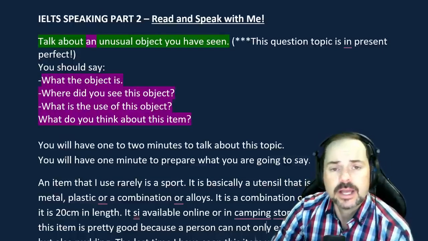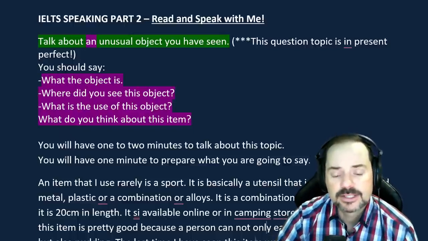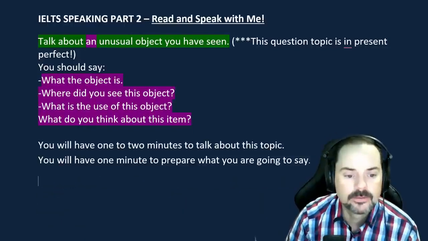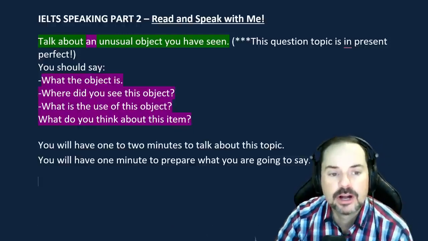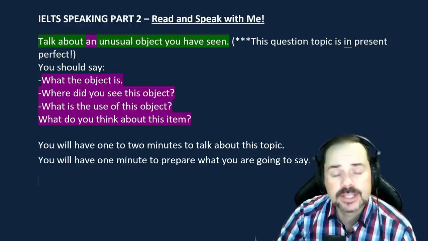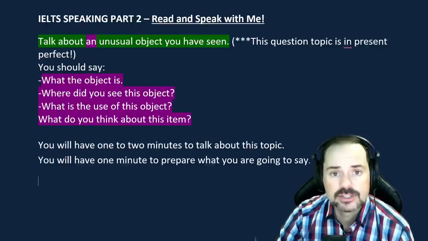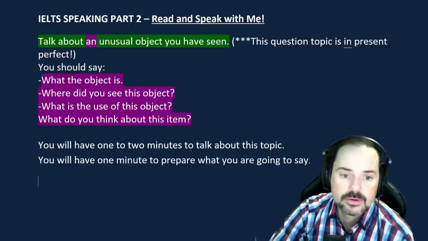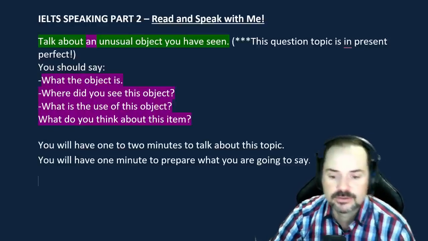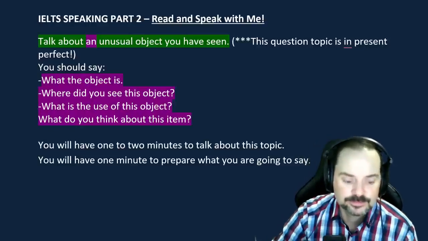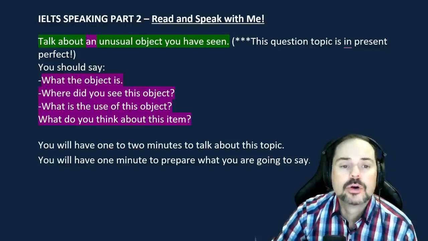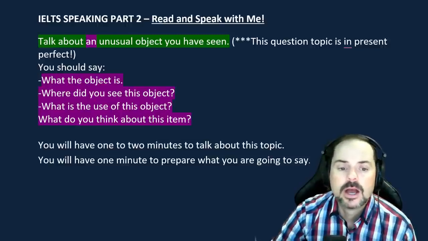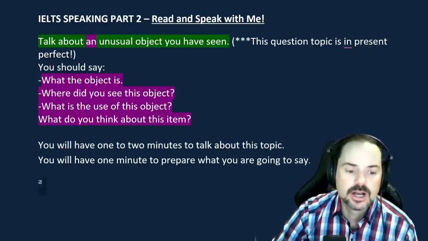Okay, Dwee, let's do this. Are you ready to practice this part 2 cue card? Yes, definitely. All right, here we go. So I'll start you off. And again, Dwee, same thing as with the last 2 volunteers with Baljit and Zarina. You can choose a different item if you'd like, or stay with the sport. Completely up to you, okay? Yes. Okay. All right. So talk about an unusual object you have seen. Your 1-minute preparation time is up.